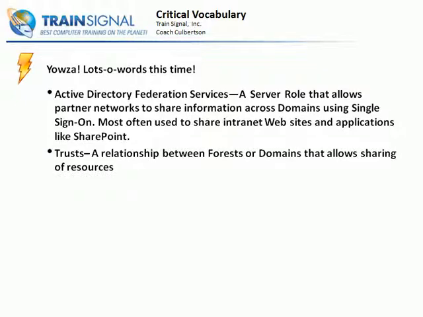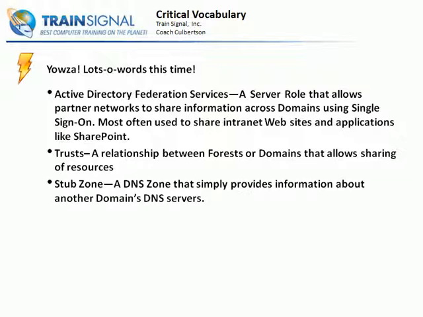All right, now trust is a relationship between forests or domains that basically allows sharing of resources in one way or another. A stub zone, as we saw, is a DNS zone that all it does is provide information about another domain's DNS servers. That's all it does. And it allows the other domain's DNS servers to do most of the work.